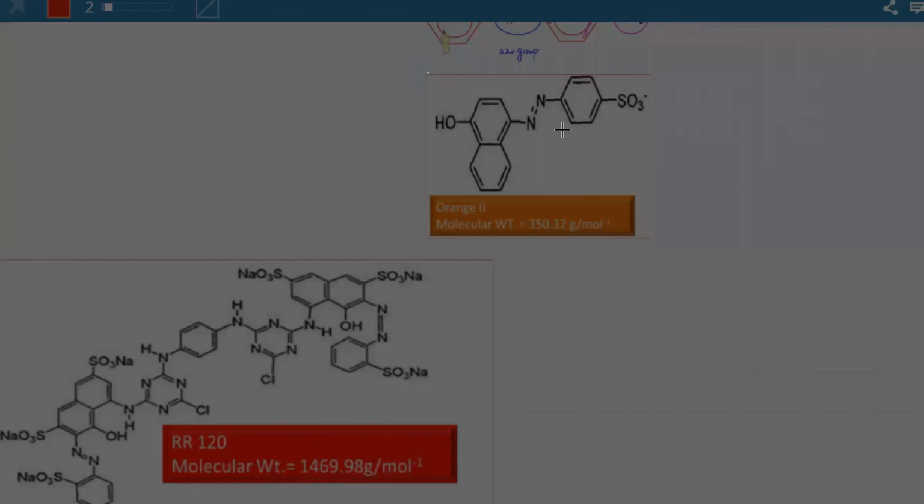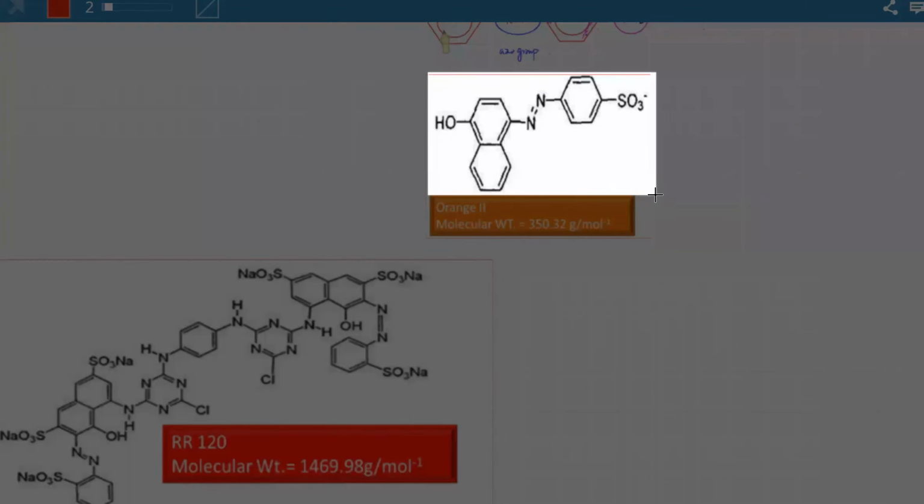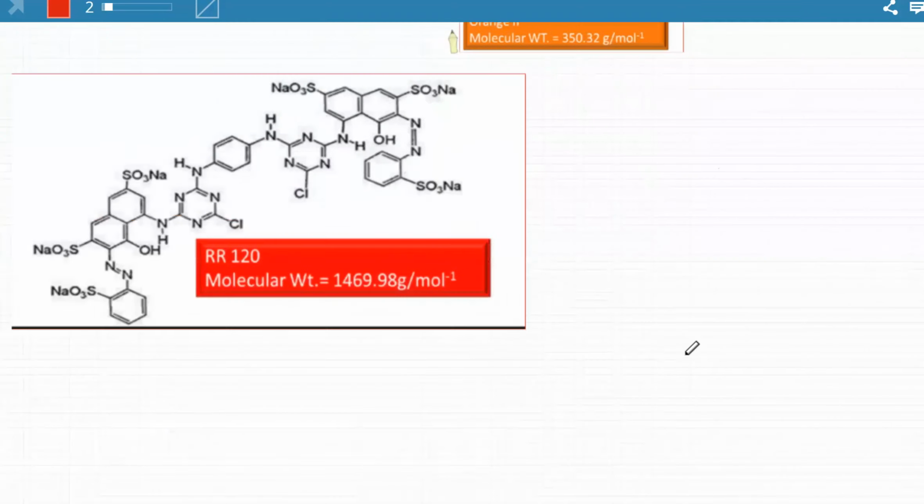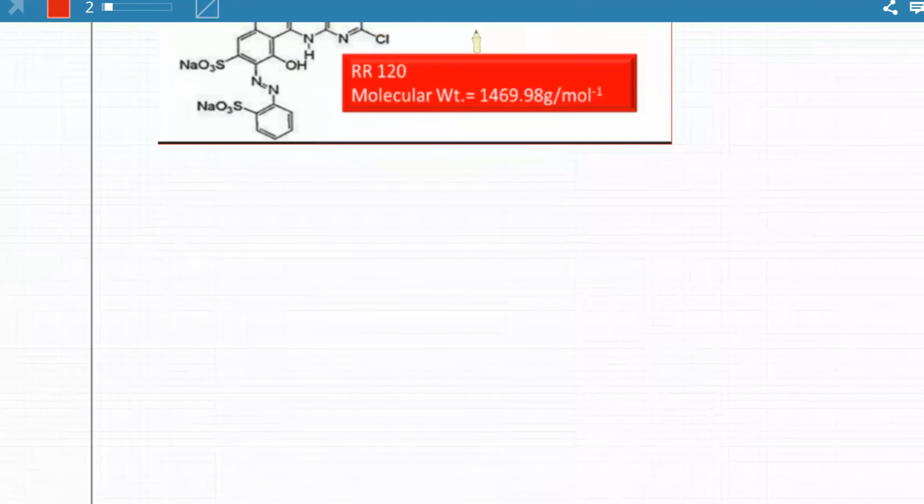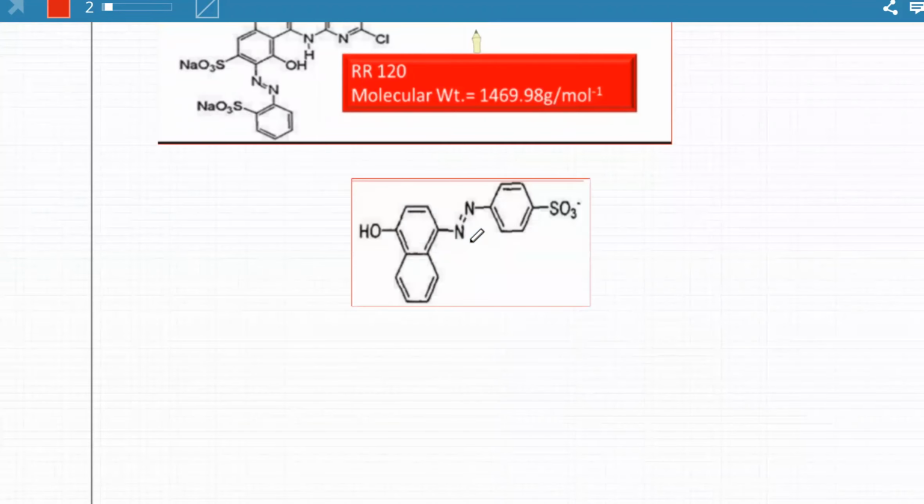And I want to figure out the original reactants for this one, right? What two reactants made up this dye? So I'm going to split it up. I'm going to do the whole thing in reverse.